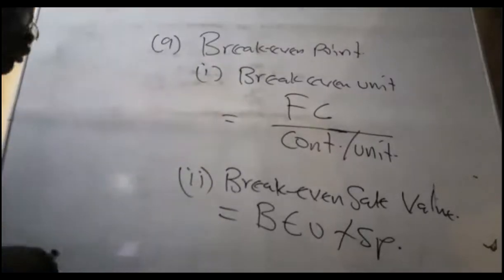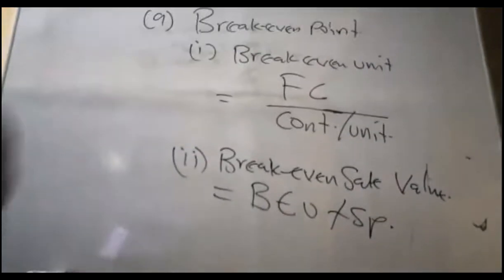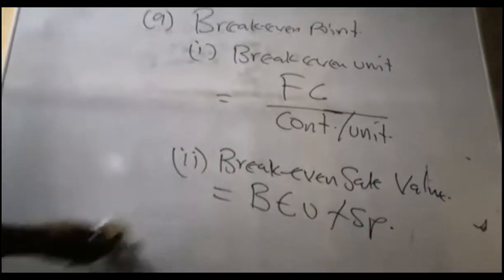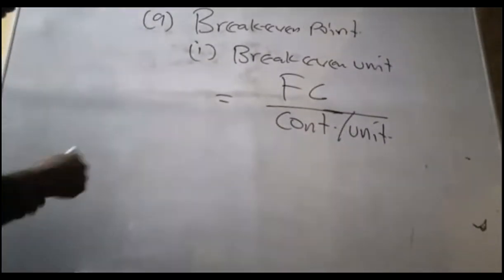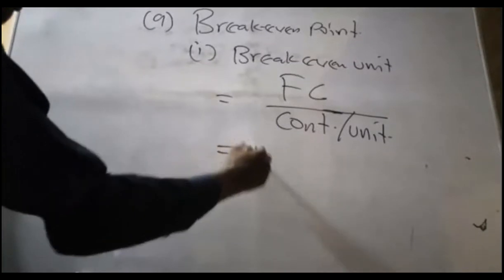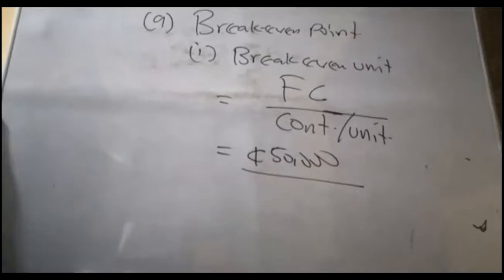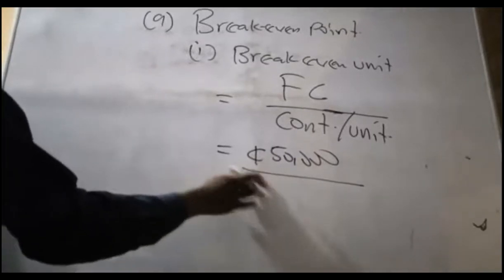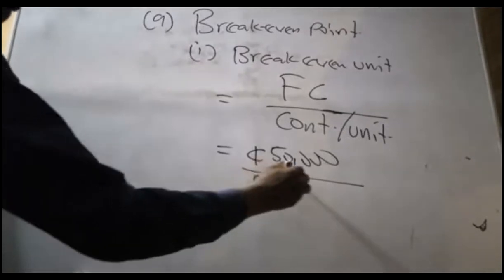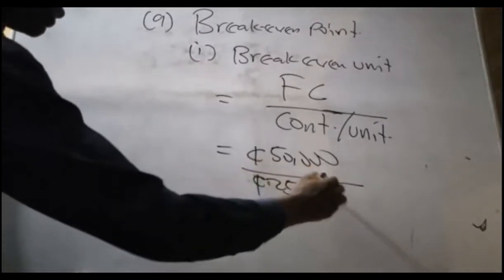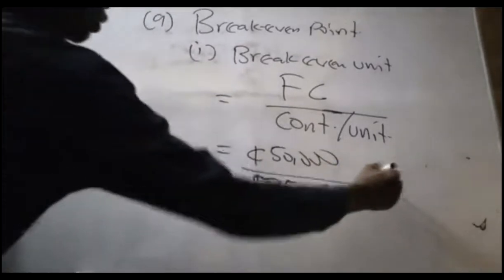So now let's just do substitution in the formula, then we are free to go. So first, fixed cost from this question is what? 50,000. What is the contribution? Selling price is what? 25 minus what? 20. So that will give us 50,000 over what?